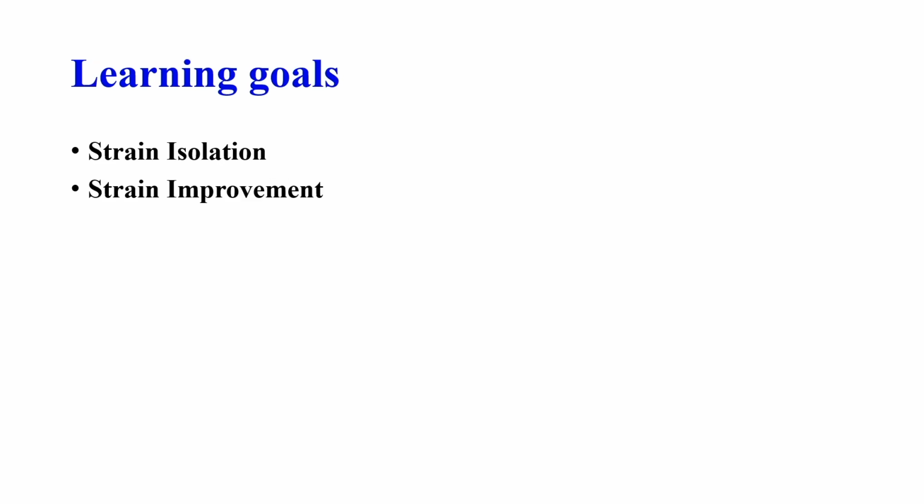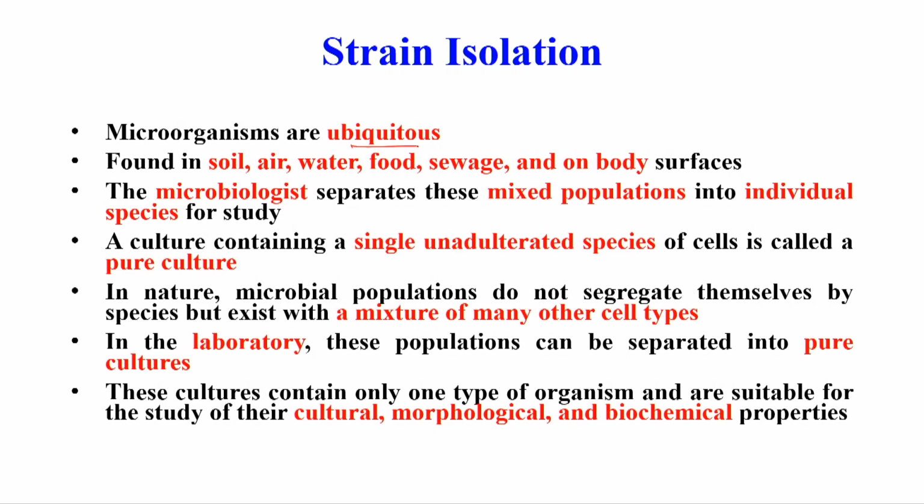Today we are going to discuss first the isolation of potential strains, followed by strain improvement methodologies. Following that, we will see how you can improve the isolated strains to enhance the yield of your desired product. So, first we need to have a biological agent. Here we are discussing the microbial strain.